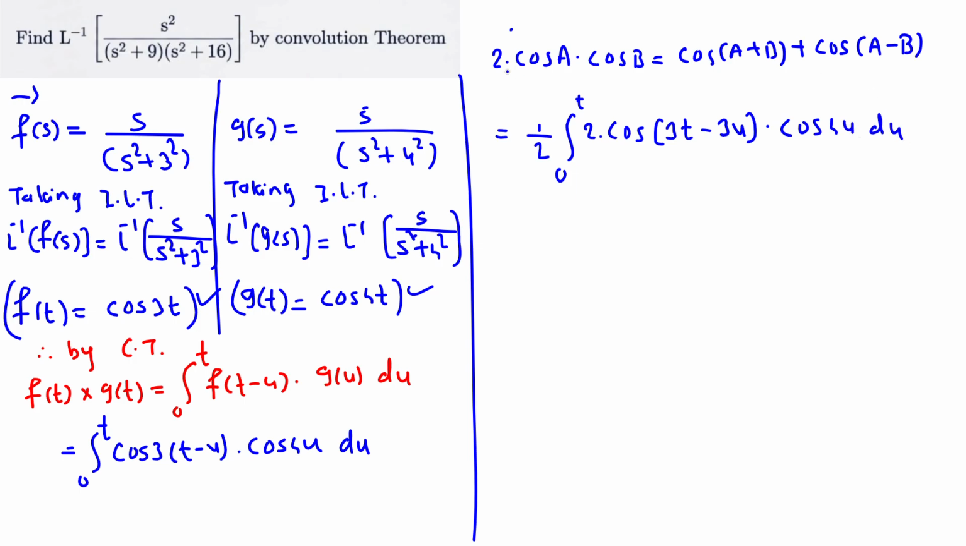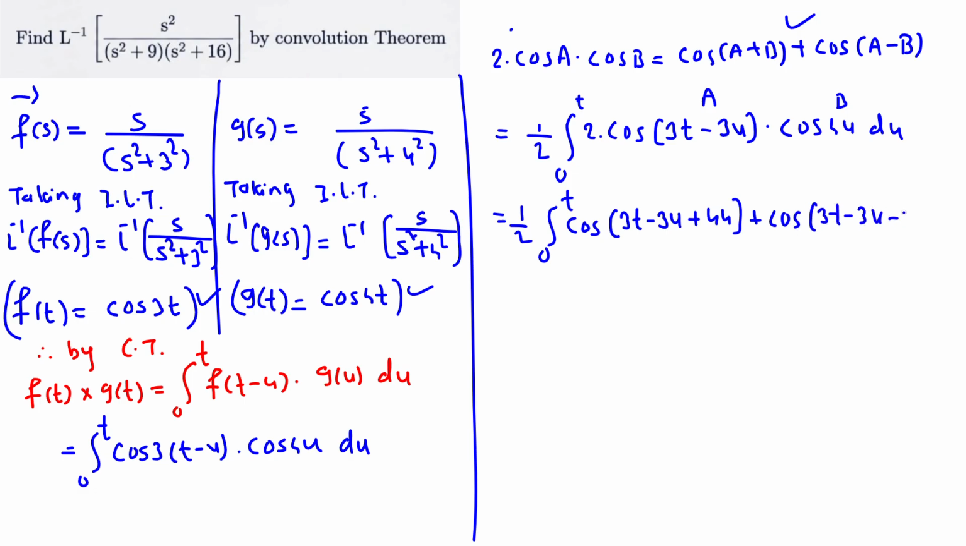Now you can see here 2 cos a into cos b. Here a means 3t minus 3u and b means 4u. So you can't directly integrate this. Initially you have to simplify this equation by using this formula. The formula is 2 cos a into cos b is equal to cos(a plus b), here a means 3t minus 3u plus b, here 4u, plus cos(a minus b), that is 3t minus 3u minus 4u, du.